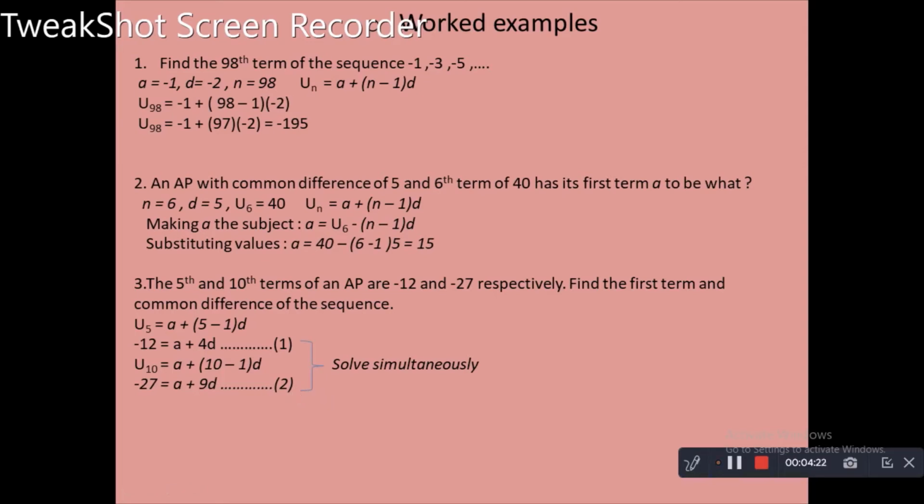Now we are to solve these two equations simultaneously so that we will know the values of A and D, and now A is 0 and D is minus 3. Simple as ABC. Let's move on to the sum of an arithmetic progression. Now in general, the sum of the first n terms of the sequence U1 plus U2 plus U3 plus, goes on to adding the last member, that is Un, and it's denoted by Sn.